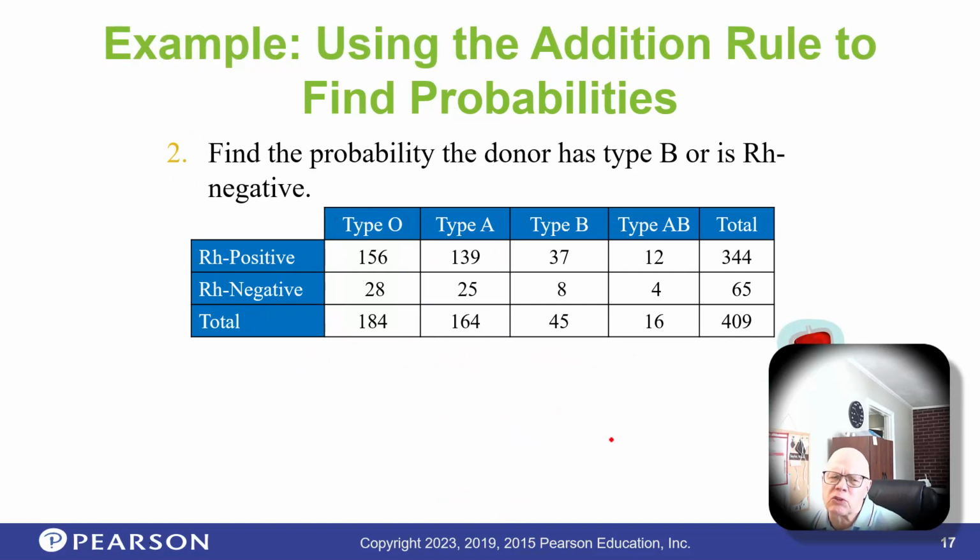Now let's take a different twist on it. This time we want the probability. We're going to be and RH negative. Oops, or RH negative. Got an or, so we're going to use the addition rule.